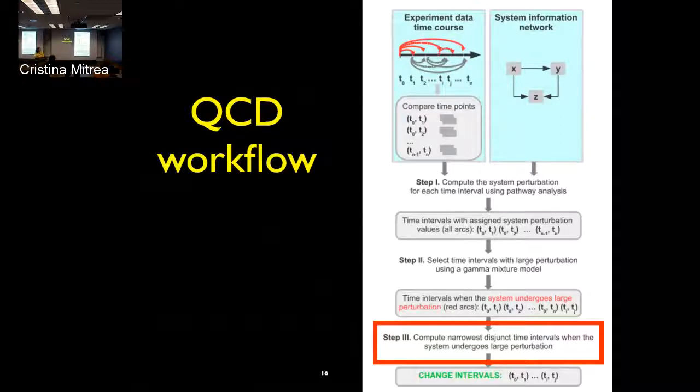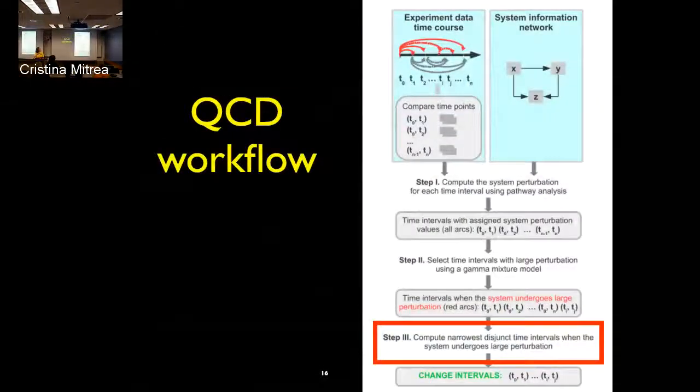The novelty of the method is this part, to compute that narrowest interval. Because any pattern analysis method could be used to actually compare every 2 time points. But how do you identify the change interval? You will end up with a lot of these values, and you won't know how to evaluate which is the interval that is of interest to you.